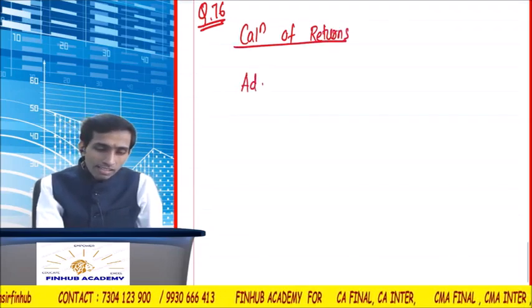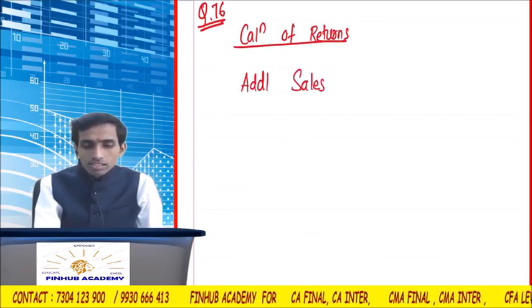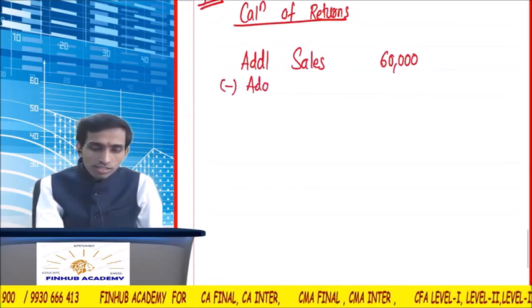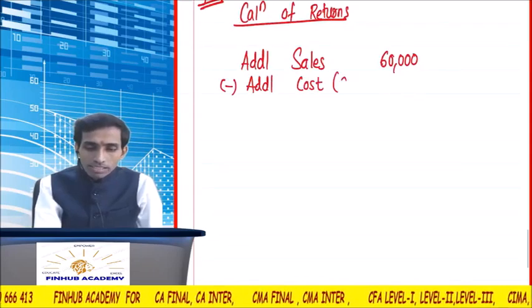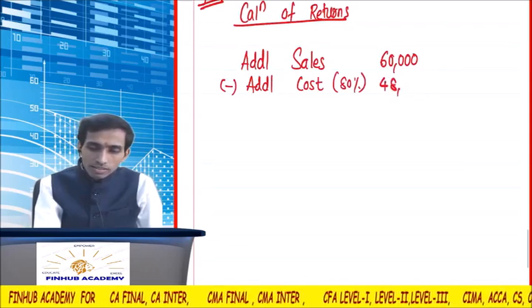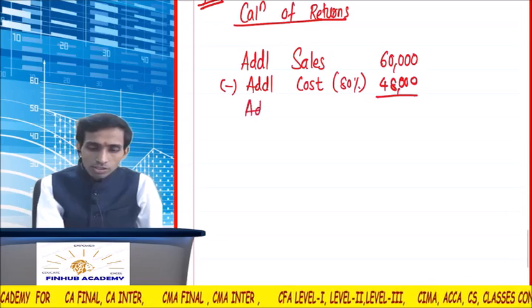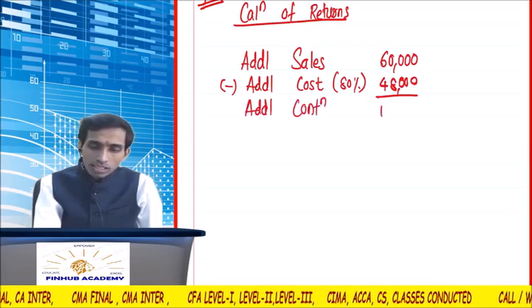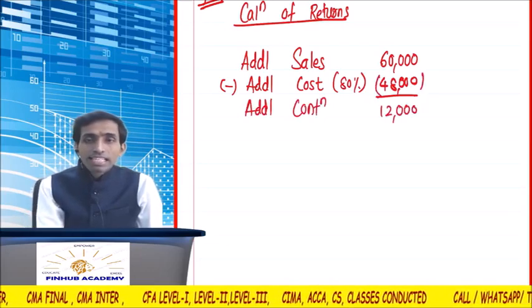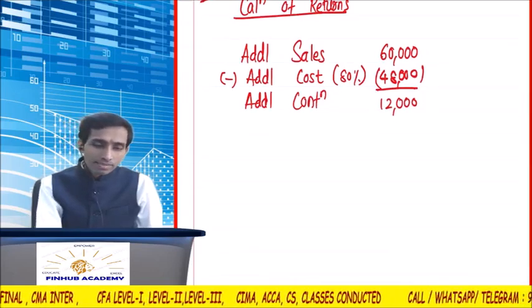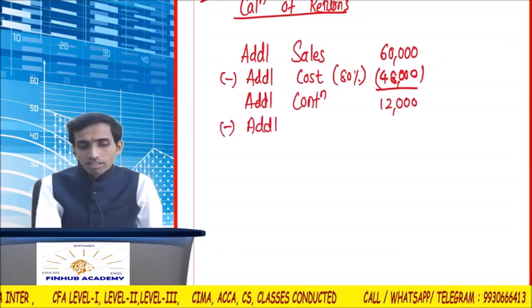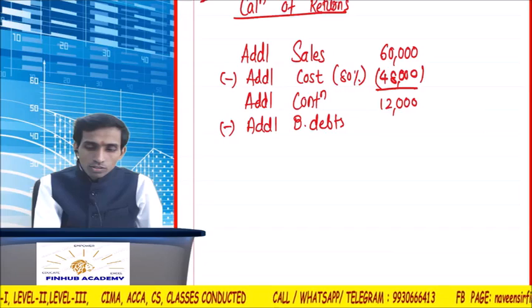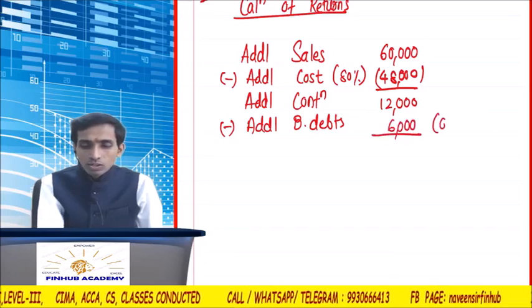What is the additional sales? Extra sales 60,000 minus the additional cost. 80%, so 80% of 60,000 is 48,000. So can I say my additional contribution is 12,000? Correct. What was the bad debts? 10%. 10% on what? 60,000, so it will be 6,000. 60,000 into 10%, right?